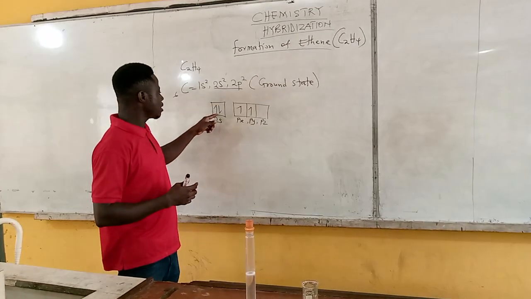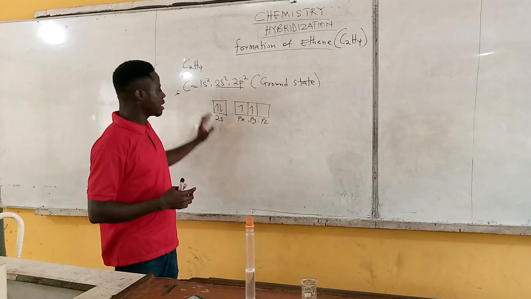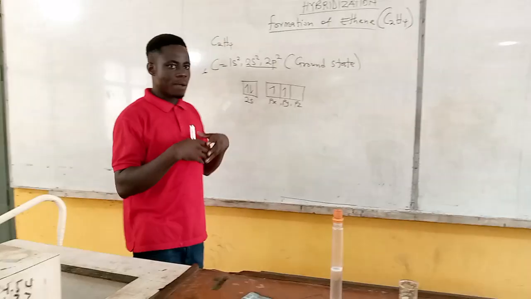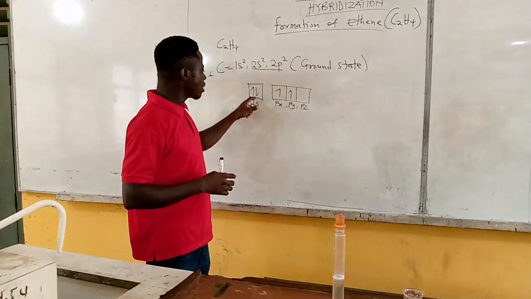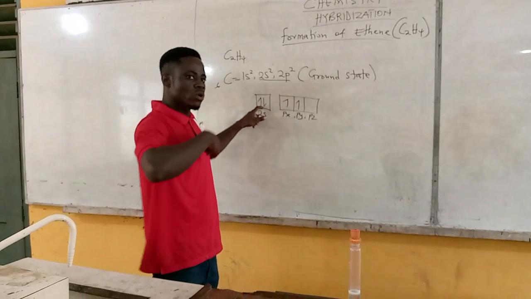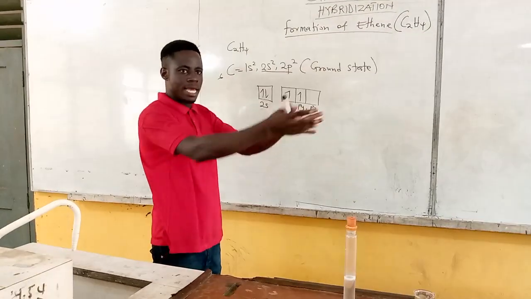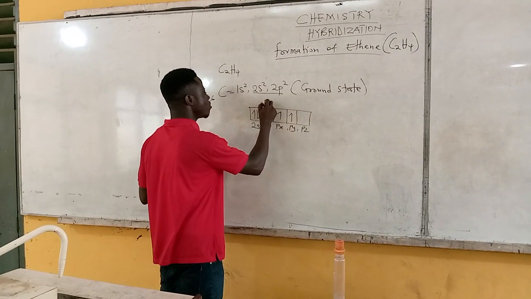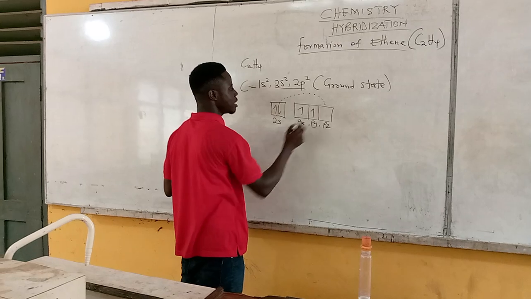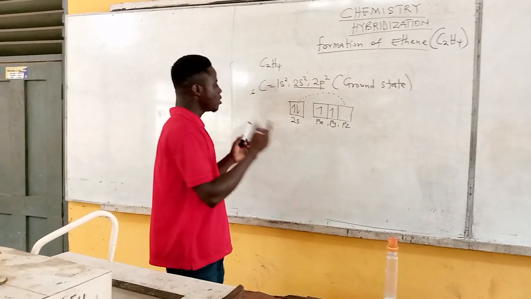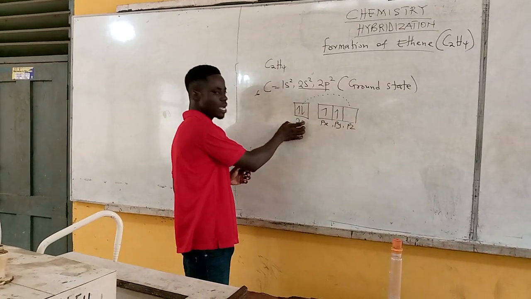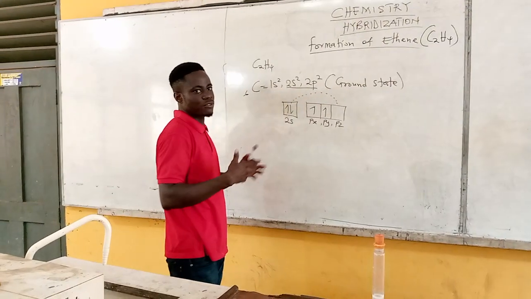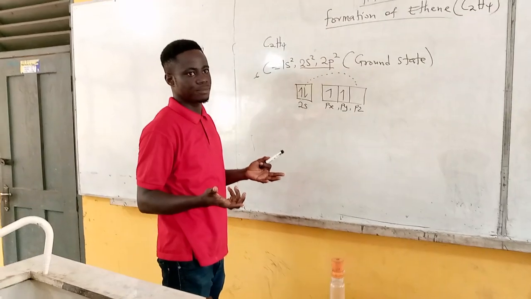So if you see this 2s orbital, it has 2 electrons already. For this to undergo chemical bonding, this one must donate 1 electron to the higher energy level. So we will have to promote this electron from this energy level to this energy level. The reason why we are promoting this electron is that the 2s will prefer to undergo bonding, so it cannot use 2 electrons. When you have 2 electrons, you cannot undergo chemical bonding.